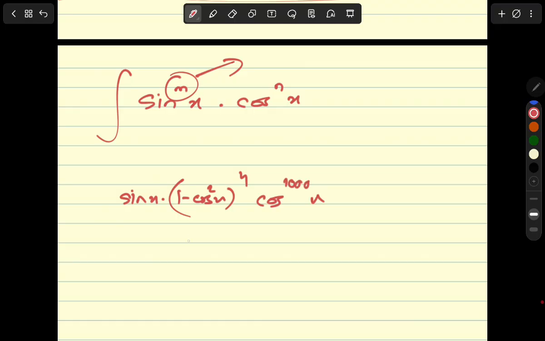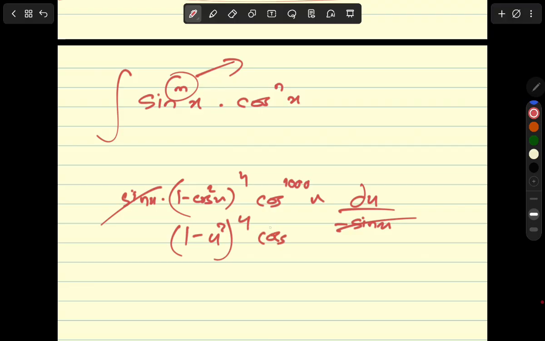Who cares? So cos x becomes u, and then this becomes du upon minus sine x, and this gets cancelled. Sorry, sine x. This and this get cancelled. This becomes (1 minus u squared) to the power 4 times u to the power 1000 whatever, and this is du, and there's an integral sign, right? So it is as simple as that.